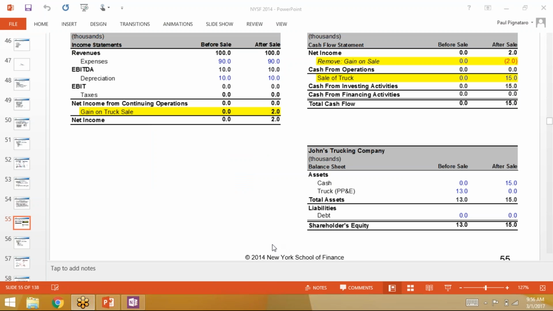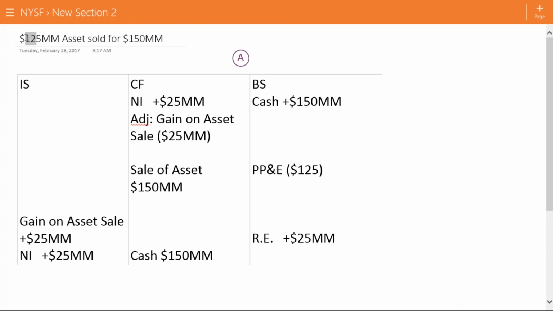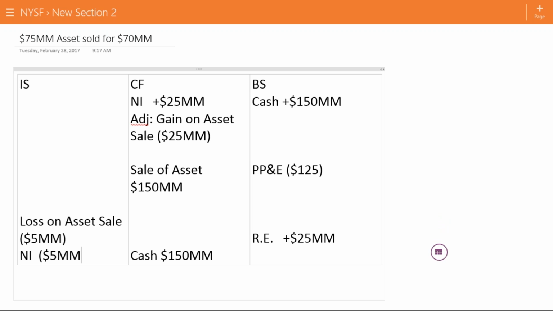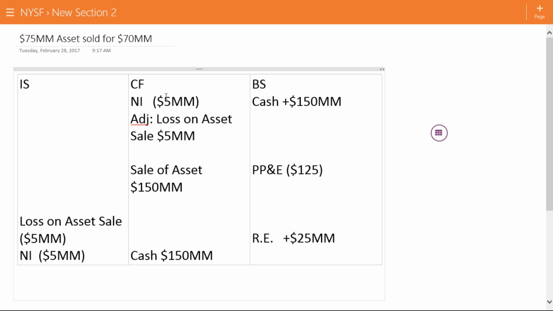Okay, let's do one with a loss this time. Let's say you have a $75 million asset sold for $70 million. What do you guys think? It accounts for a loss of 5 million, which is reflected in the net income. And then what? Plus 5 for the loss adjustment: you're adjusting out the negative, up by 5, which zeroes out cash from operations.